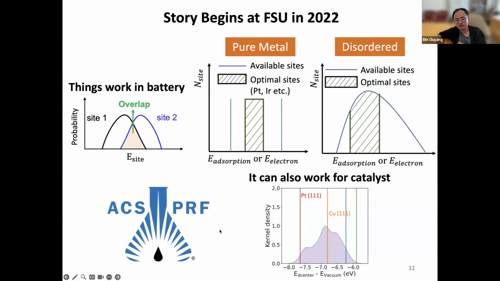And we actually recently got funded by ACS PRF. There are a couple of manuscripts under preparation. So I'm going to show just some of the preliminary work rather than directly jump into how catalysis works. We still don't know that, but we are working on it.